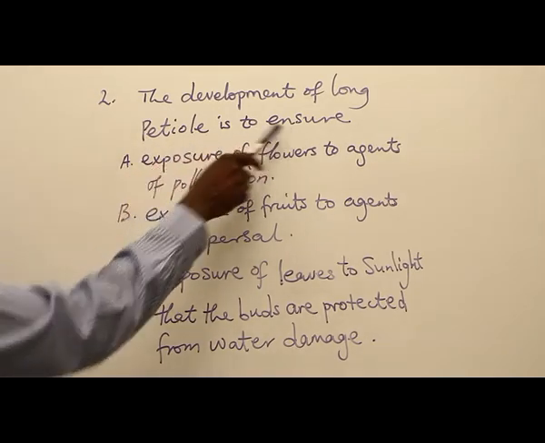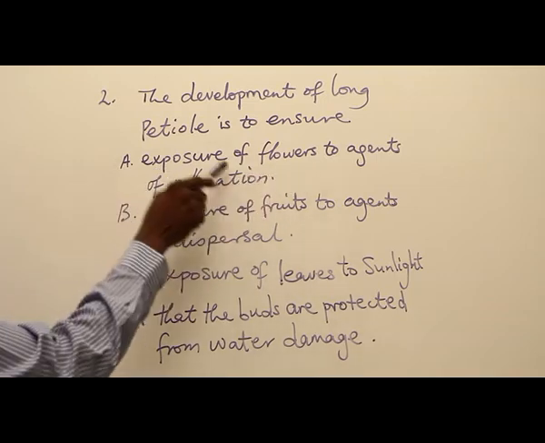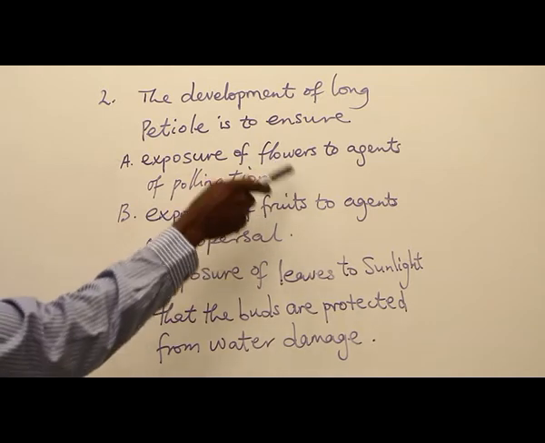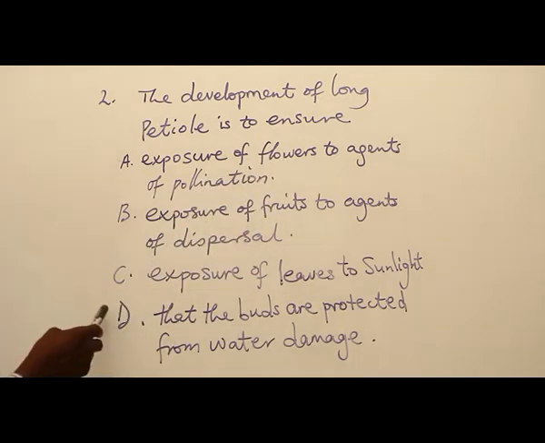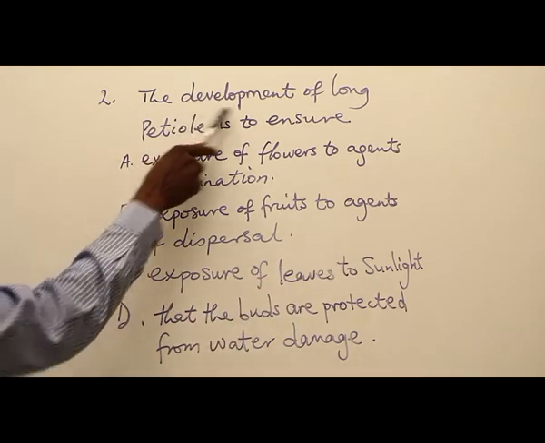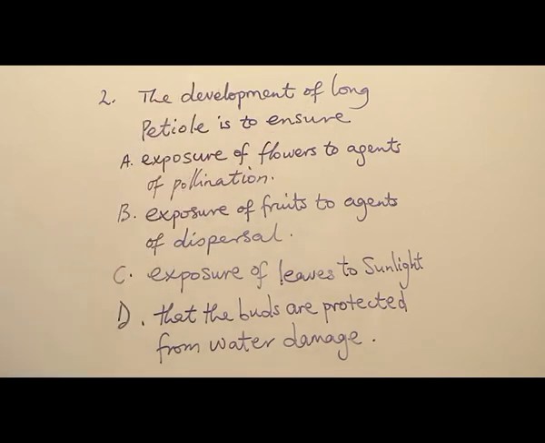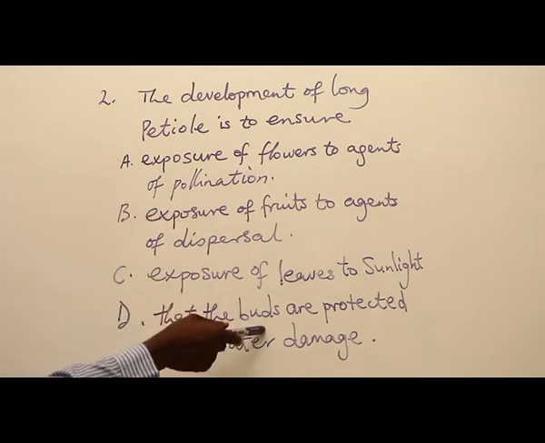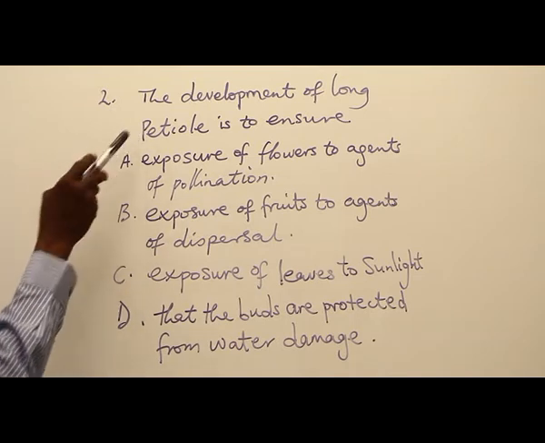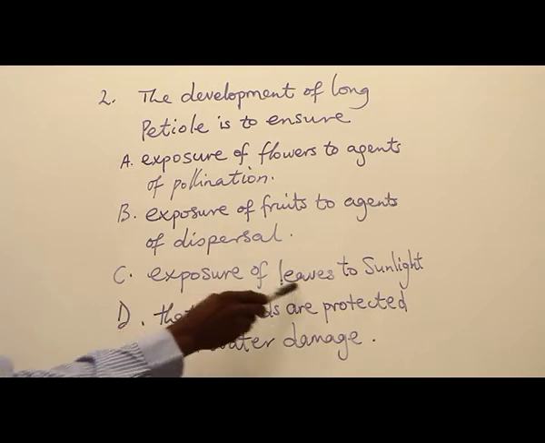What is it ensuring? Is it to ensure flowers to be exposed? Flowers are not produced in the leaves. Now, exposure of fruit, once the flowers are not produced, fruit cannot be produced. Then, exposure of leaves to sunlight, yes, it's long petiole, extending the leaves to expose the leaf to sunlight. Now, D, that the buds are protected. Which bud? Buds inside the leaves, which leaf? So the answer is C. Our answer to the question is option C, exposure of leaves to sunlight.